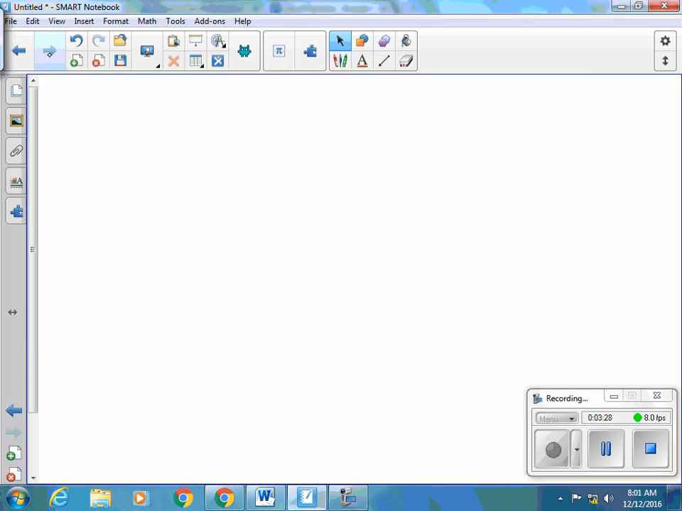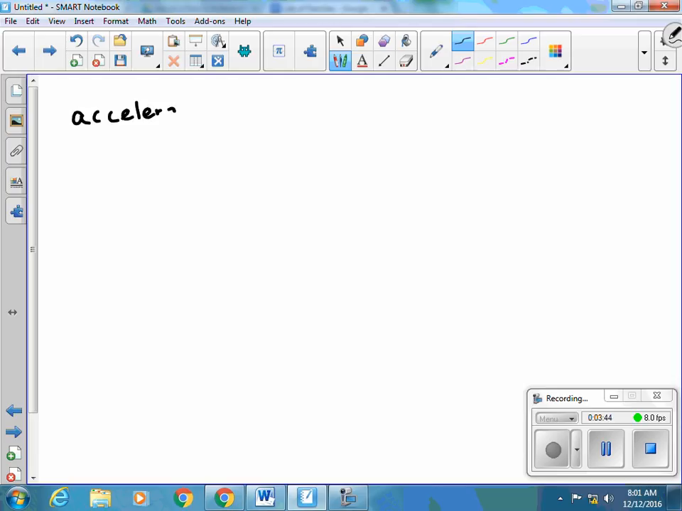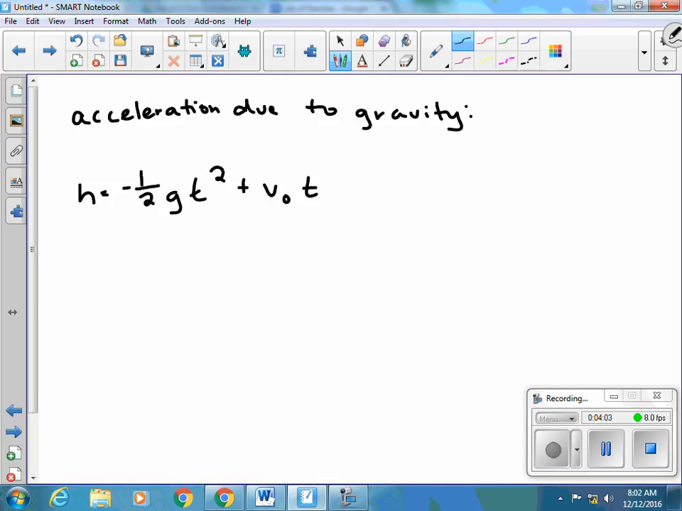Another application for quadratics is when we're talking about something falling, or if we're throwing a ball up in the air and then it's coming back down, for instance, like a basketball when you're shooting a basketball. There is something to note that we need to talk about: the acceleration due to gravity. This equation is going to be in the form of h equals -1/2 g t squared plus the velocity times t plus the height.